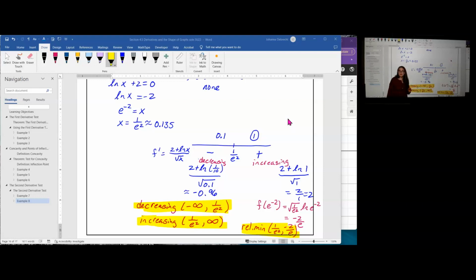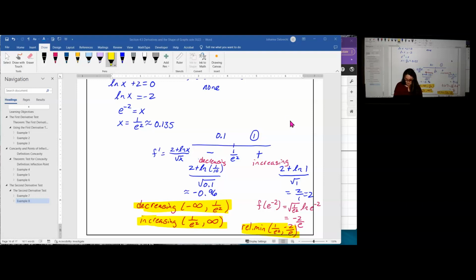To find a location of the relative minimum, it was going downhill and then up, I substitute the value of the critical point into the original function. When I do that, I end up with negative 2 divided by e. My relative minimum has that for the y value at the critical point.